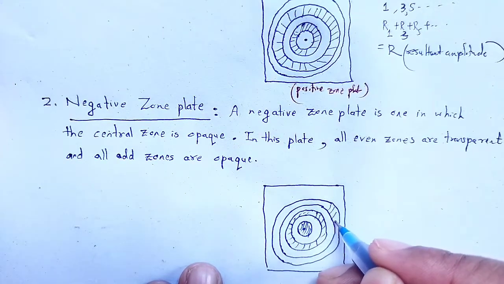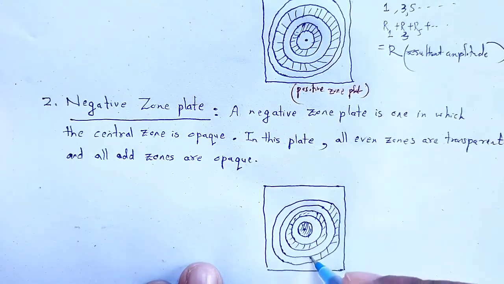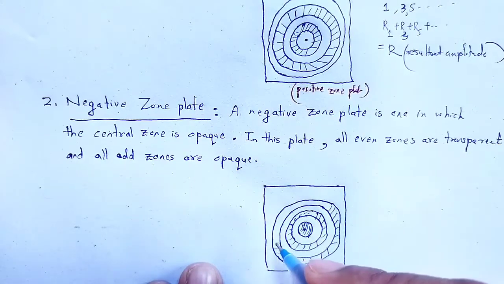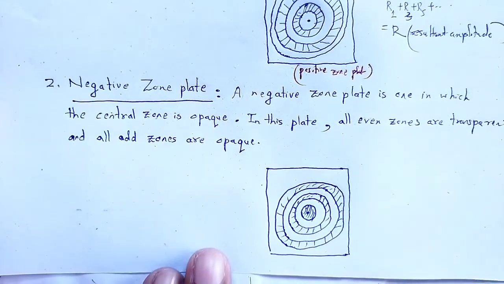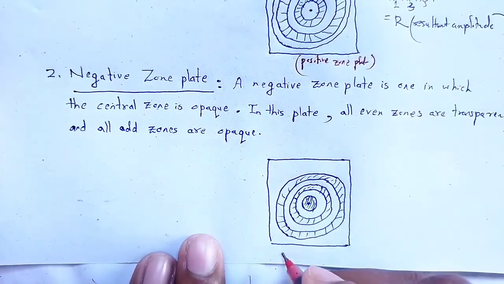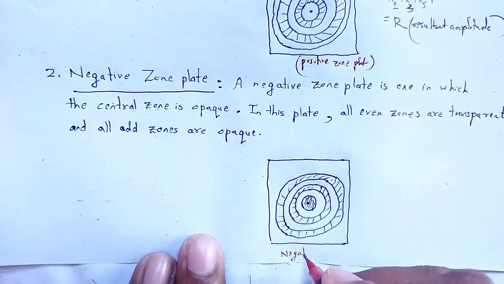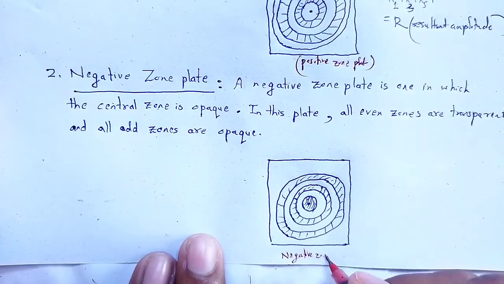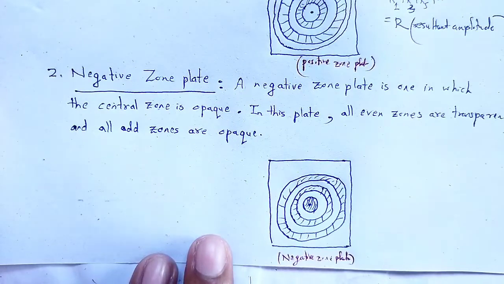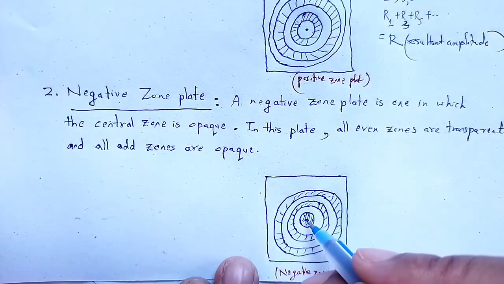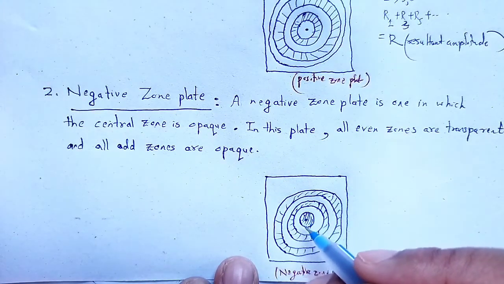zones are formed to create the negative zone plate, that is the negative zone plate. The central one is opaque.